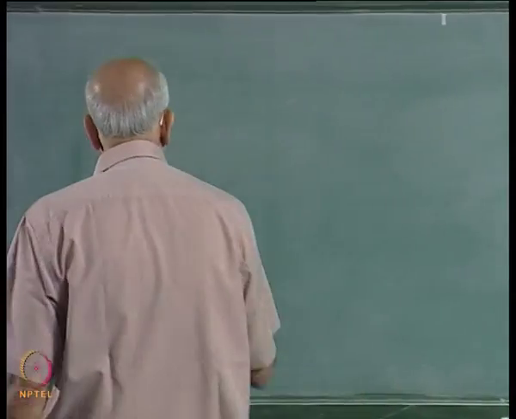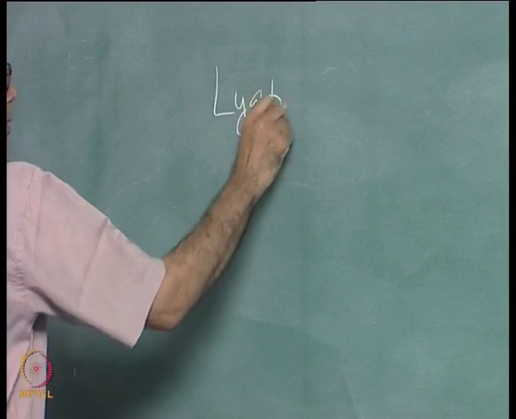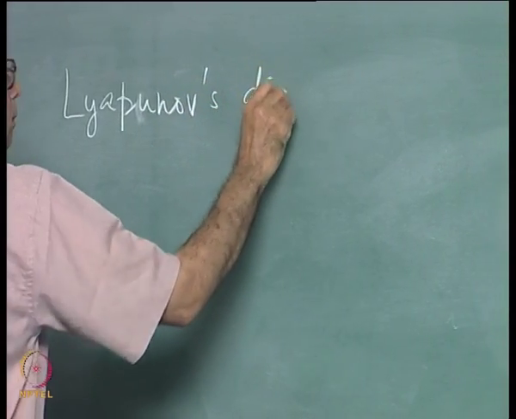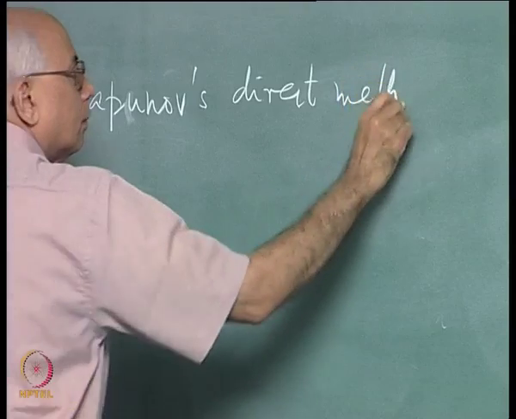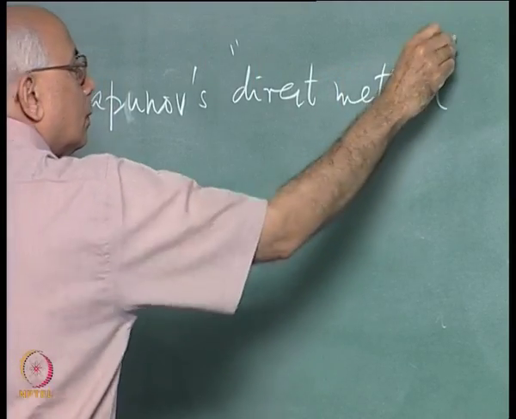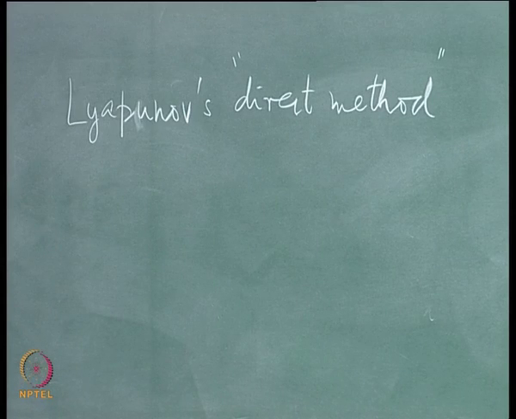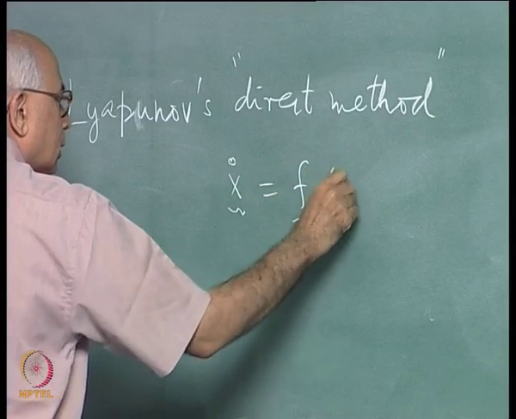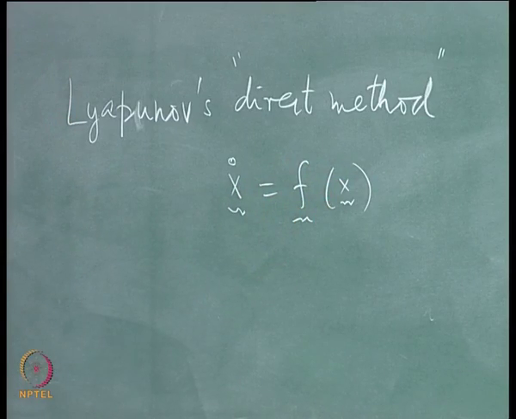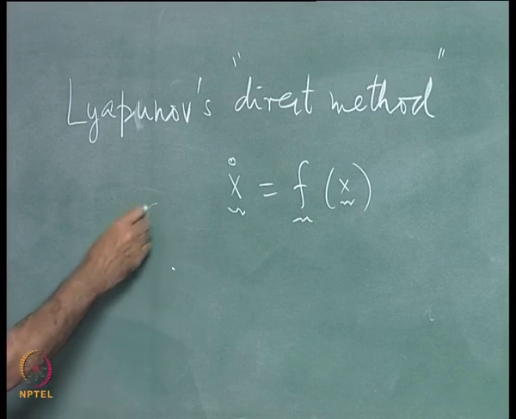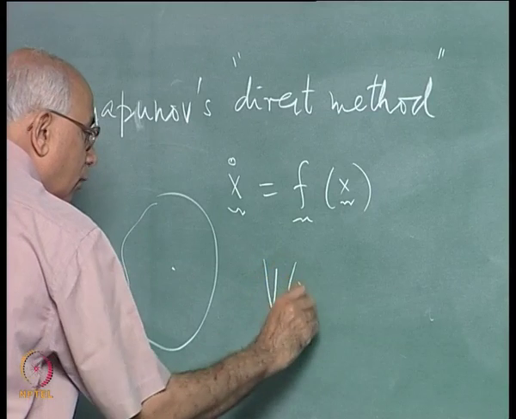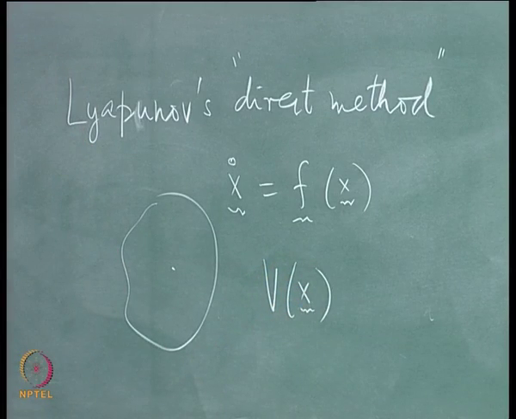Well, the Lyapunov stability analysis, it is also called Lyapunov's direct method, corresponds to saying that if you give me a flow x dot equal to f of x, and I would like to examine the nature of the flow in the neighborhood of some given point, then I discover a function v of x with certain properties.